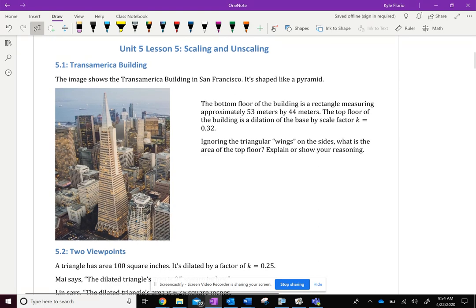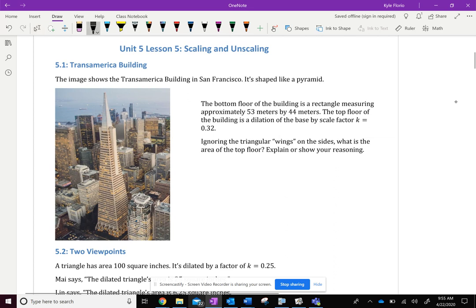The image shows the Transamerica Building in San Francisco. It's shaped like a pyramid. The bottom floor of the building is a rectangle measuring approximately 53 by 44 meters. The top floor of the building is a dilation of the base with a scale factor of K equals 0.32. Ignoring the wings on the sides, what is the area of the top floor? Show and explain your reasoning.